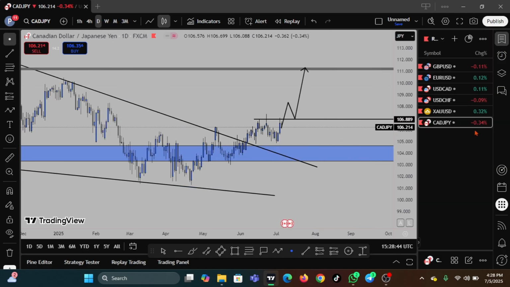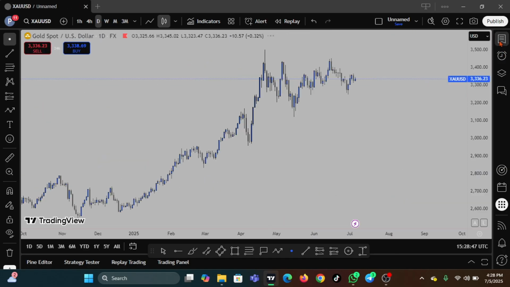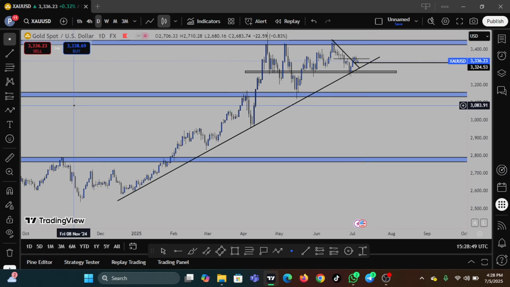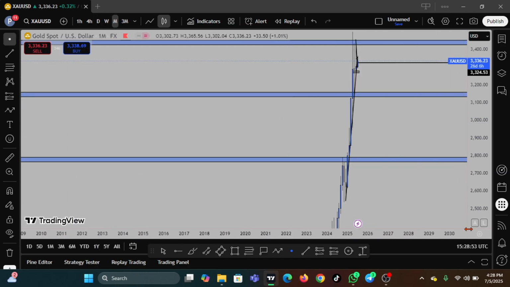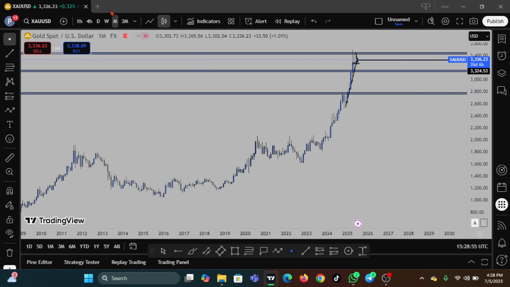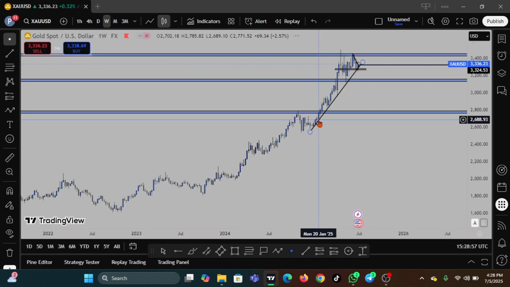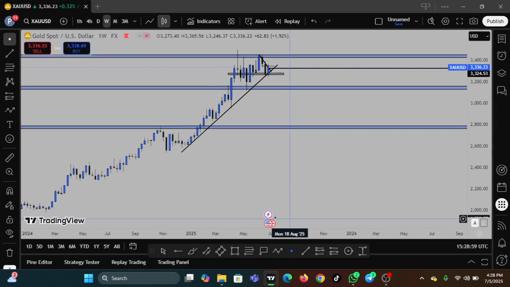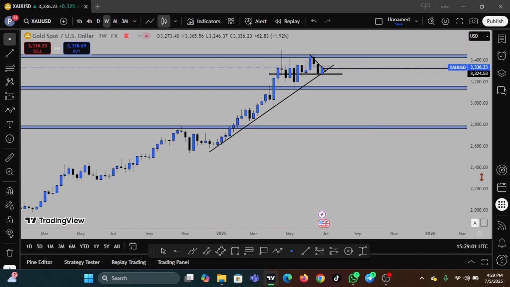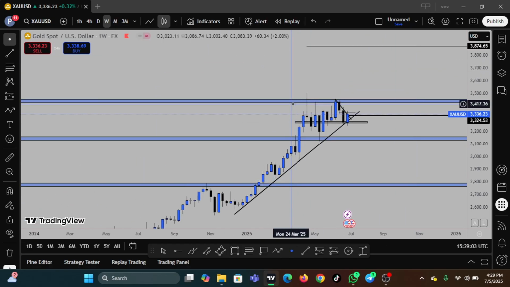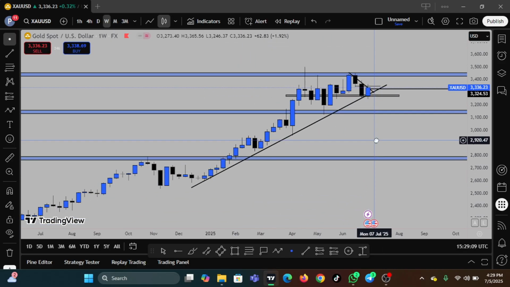And lastly, we have gold. Gold, I'm bullish on gold. Gold is bullish. Looking at the monthly chart, we are bullish. However, we don't just need to be carried away. Gold has been rejecting from the all-time high of 3,500, but we still have this long-term trend line holding gold.